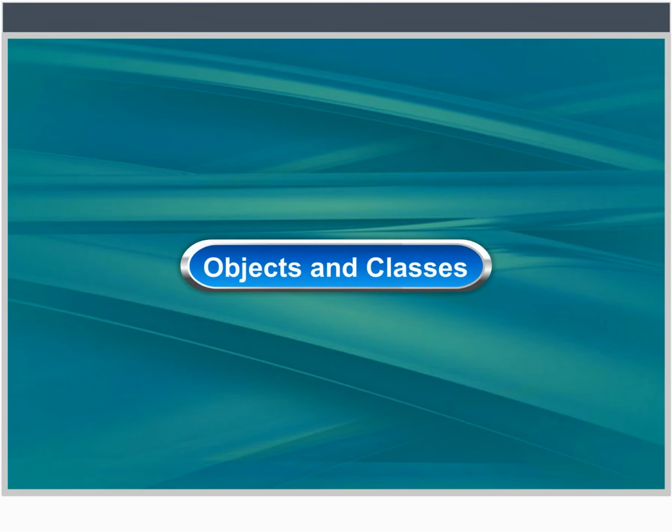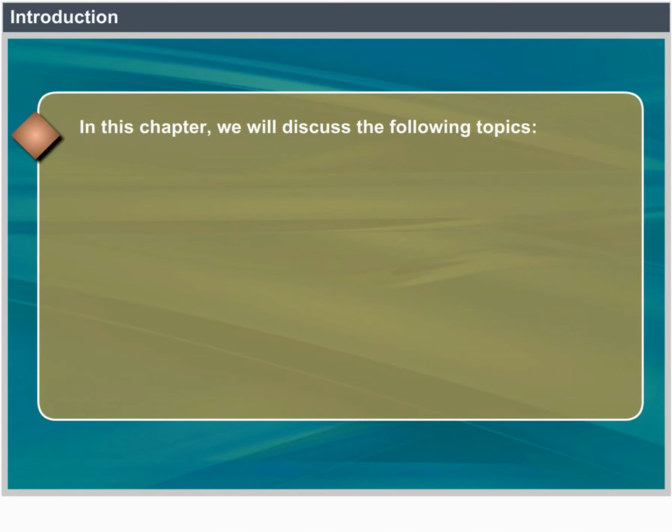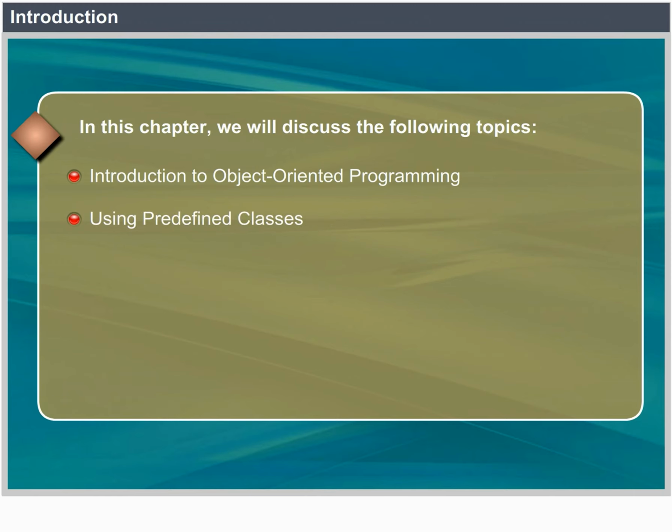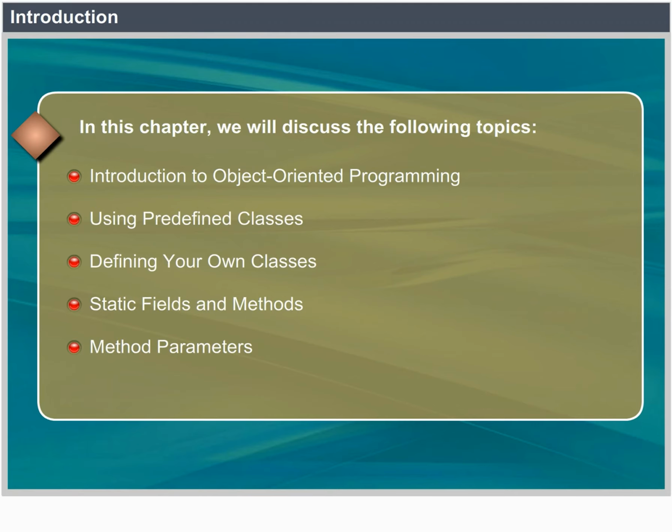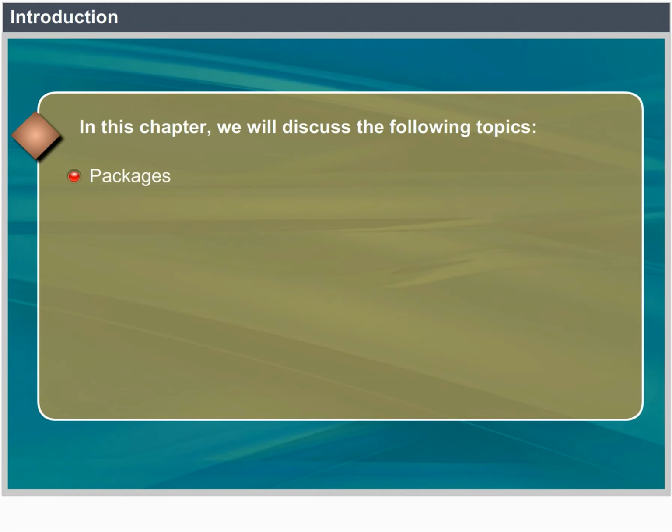Objects and Classes. Introduction. In this chapter, we will discuss the following topics. Introduction to Object-Oriented Programming. Using predefined classes. Defining your own classes. Static fields and methods. Method parameters. Object construction. Packages. Documentation commands. Class design hints.